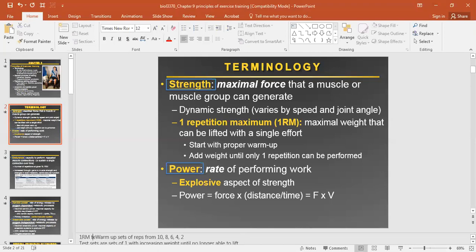1 RM test. You always do a couple sets of warm-ups just to get your muscles ready to go, get your heart rate increasing a little bit, just get muscles and tendons and ligaments all kind of warmed up and ready to go for the actual activity.